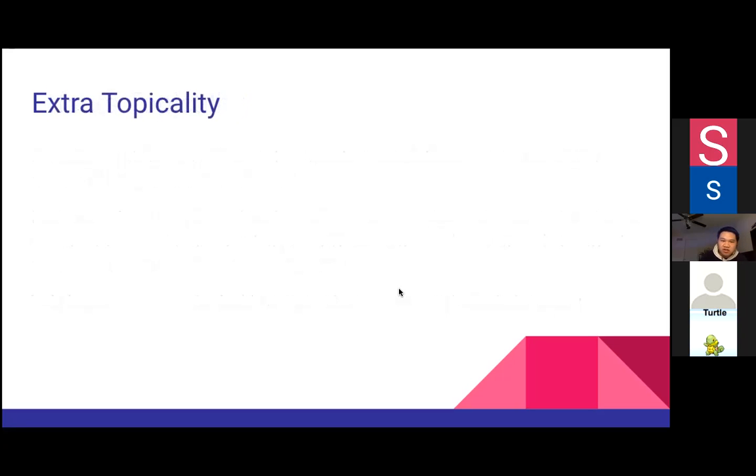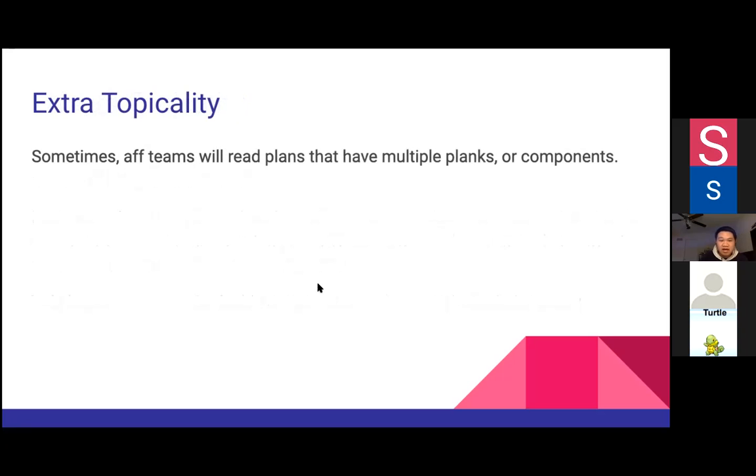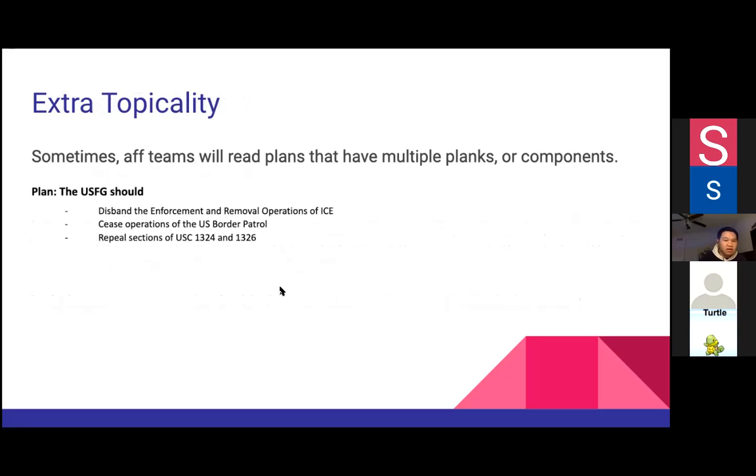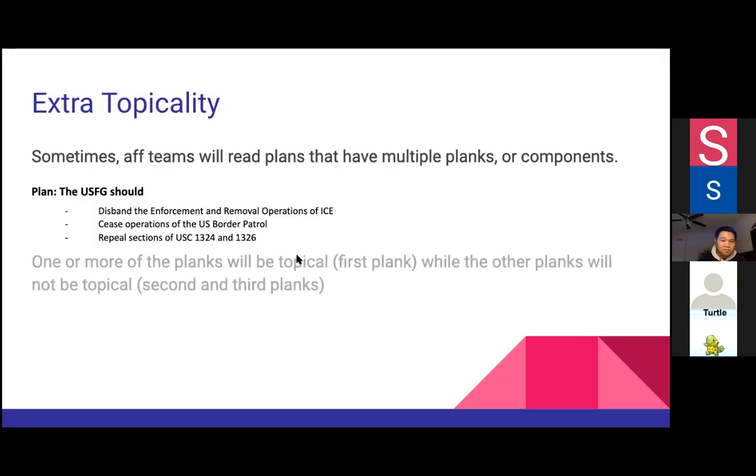The final special argument that's worth noting is extra topicality. This is most commonly with teams that have plans with multiple moving parts. One plan that I've seen this year is: the United States federal government should disband the enforcement and removal operations of ICE, cease operations of the U.S. Border Patrol, and repeal sections of U.S. Code 1324 and 1326. The affirmative team will make the argument that one or more of their planks are topical.